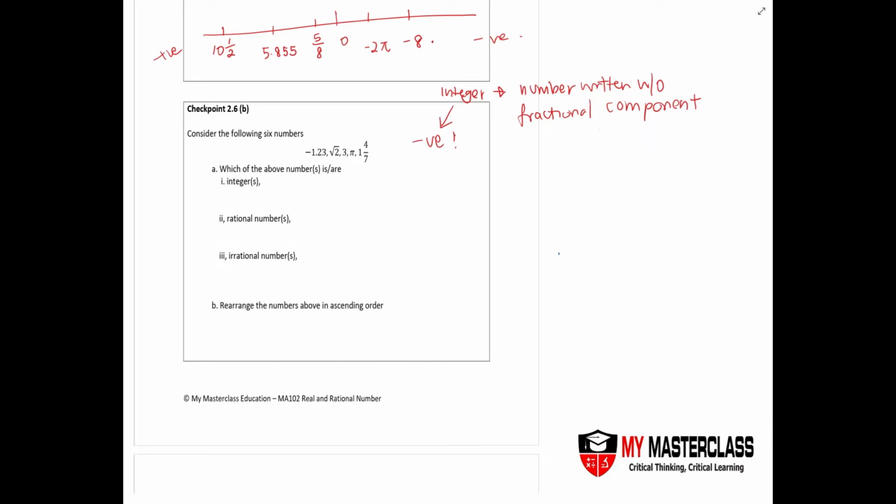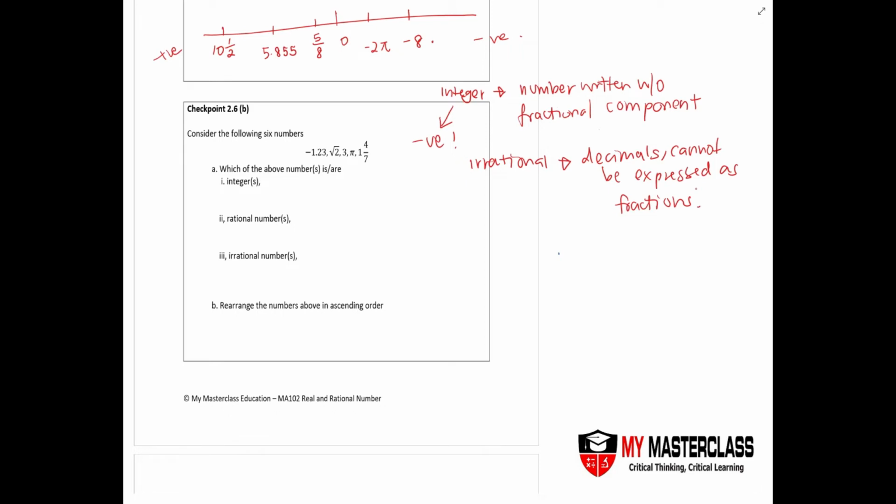Now then you have your irrational numbers. Irrational numbers are basically numbers that are merely decimals but cannot be expressed as fractions. Why? Because fractions are generally the fixed, exact value, whereas decimals most of the time you approximate to 3 SF, etc.